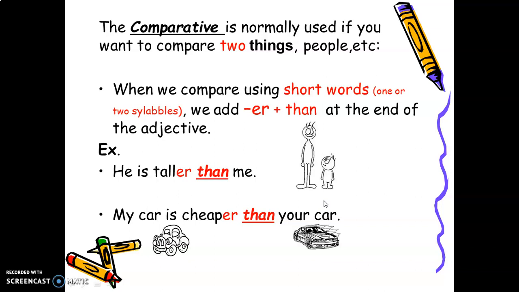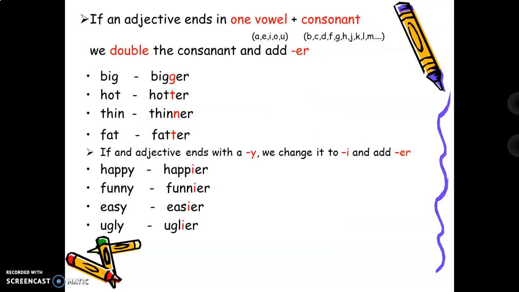My car is cheaper than your car, cheap. We put er plus than. So comparative means to compare between two things or people. We use er plus than with the adjective when it's a short word, which has one or maximum two syllables.